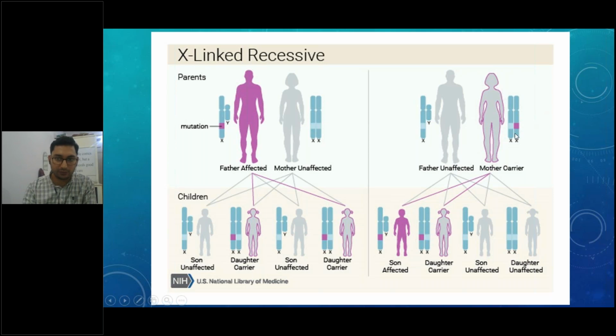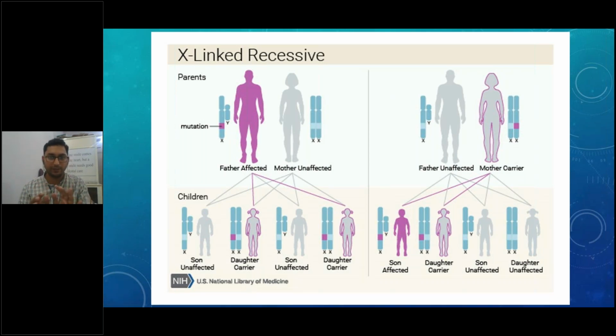One son will be affected, which will have the Y chromosome from the father and the affected X chromosome from the mother. So there is a 25% chance that the son will be affected. The daughter will be a carrier because she gets an X from the mother and an X from the father. So if the affected chromosome goes to the daughter, she will be a carrier, and the other son and daughter will be not affected.